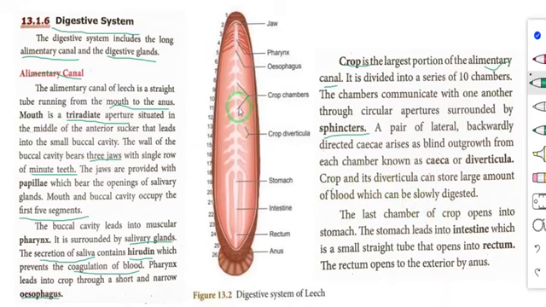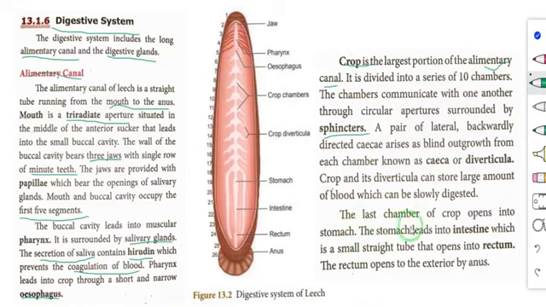So when the leech is sucking the blood, it enters and is stored in the chambers of the crop region as well as the diverticular region. Understand, children? After that it can be slowly digested.